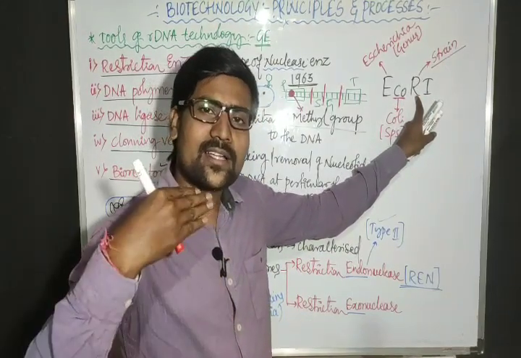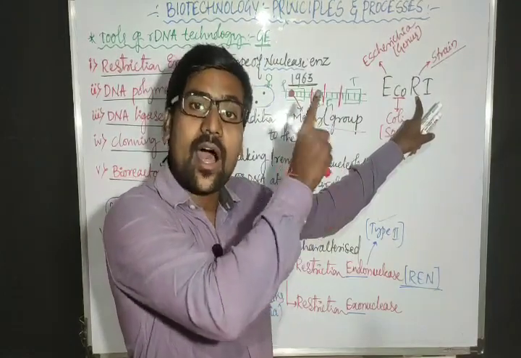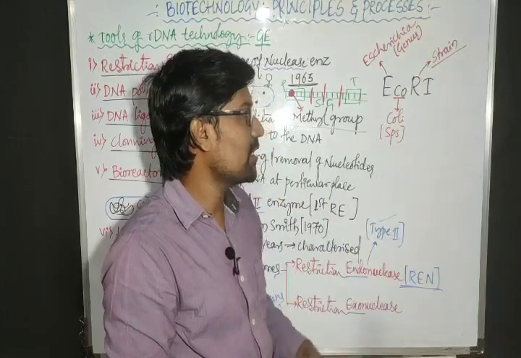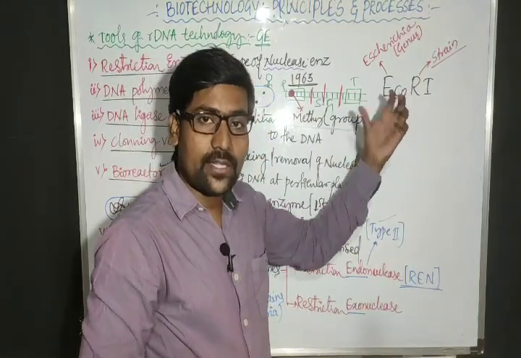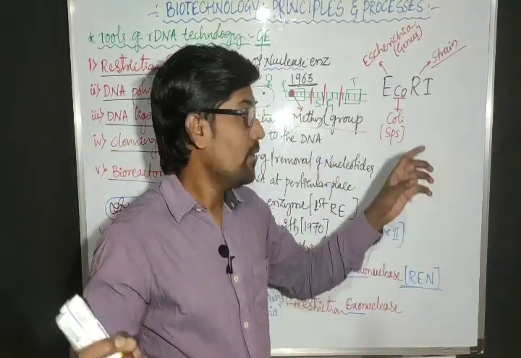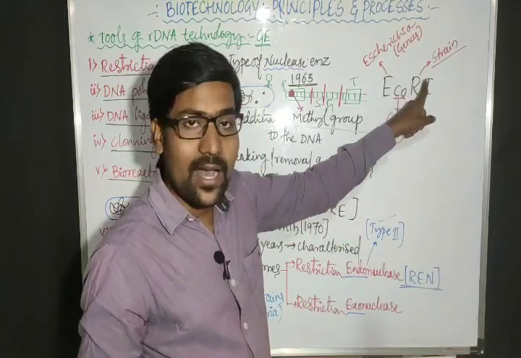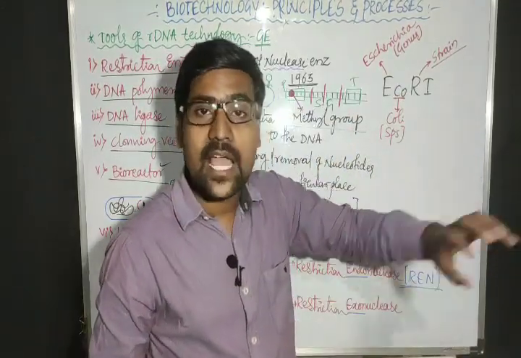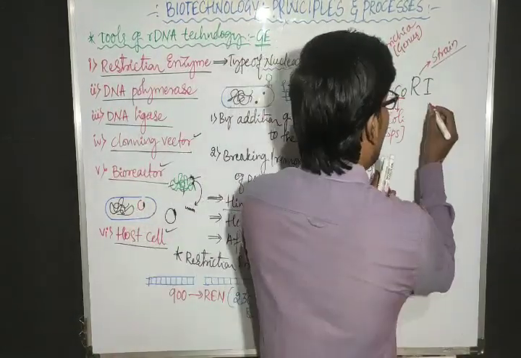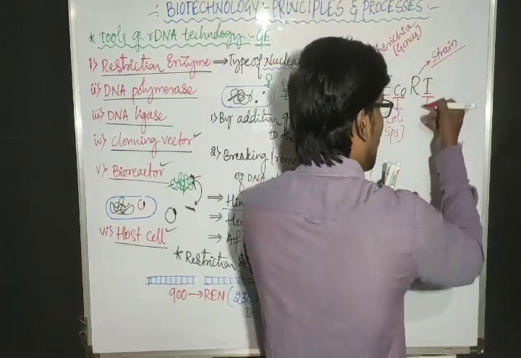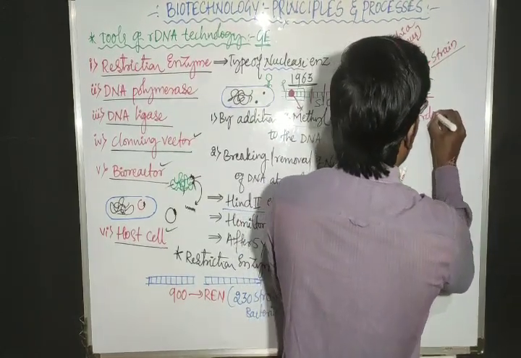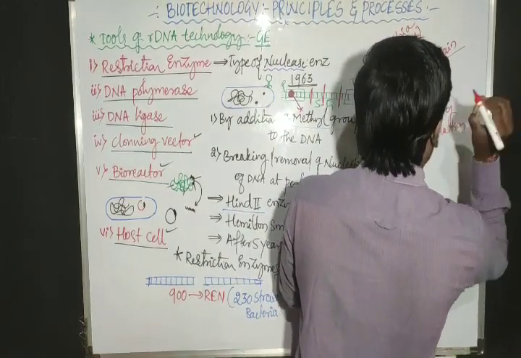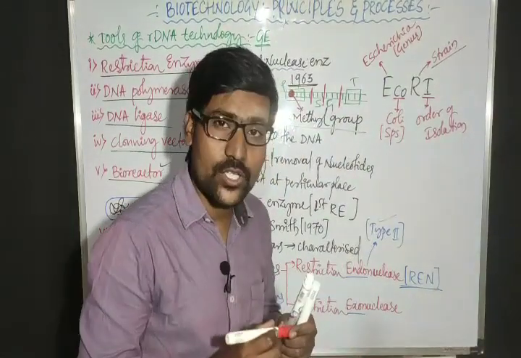And in E. coli there are many strains. Among them, one strain has been given the letter R. That letter indicates it is one particular strain, the R strain. In E. coli many strains are present, and among so many strains we get the R strain. From the R strain they isolated the first enzyme. That Roman number 1 indicates the order of isolation.